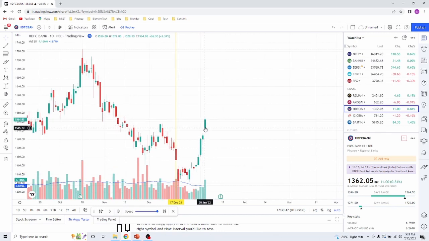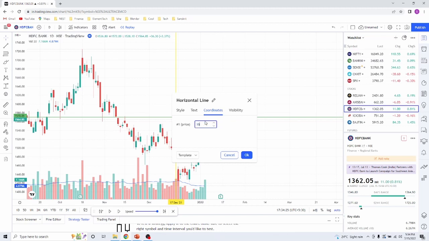There's a good big green body, which means it closed at 1564 and it opened at 1536. So there is about 30 points here, and it's good volumes also. So I'm going to trade here. So I'm going to buy a little higher than the closing price. So closing price was at 1564.85. So I'm trying to buy it at 1565.5 maybe. So I'll just do Alt H, settings, 1565.